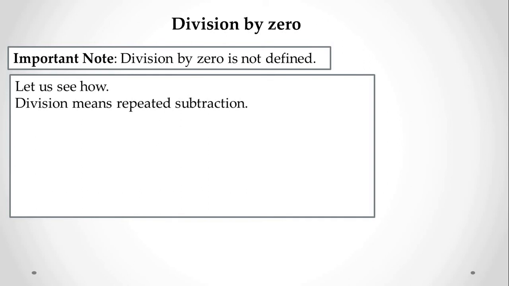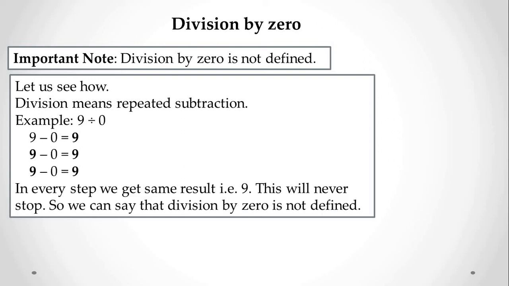Why is it not defined? Let us see with an example. 9 divided by 0. So 9 minus 0 is 9. Again 9 minus 0 is 9. We are not reaching 0. It means in every step we get the same result. This will never stop. So we can say division by 0 is not defined. That's why we don't divide any number by 0.